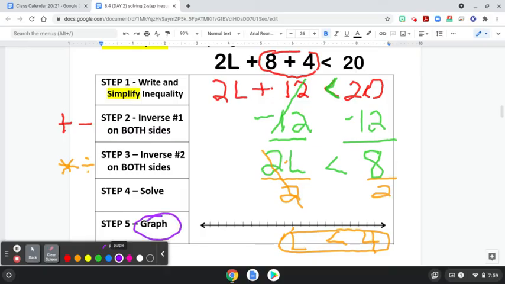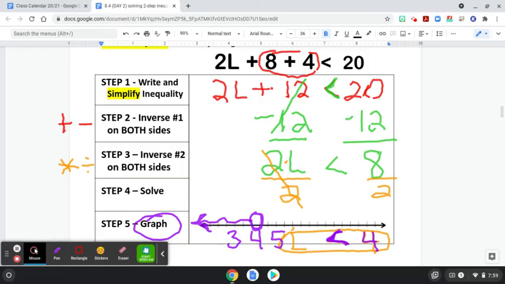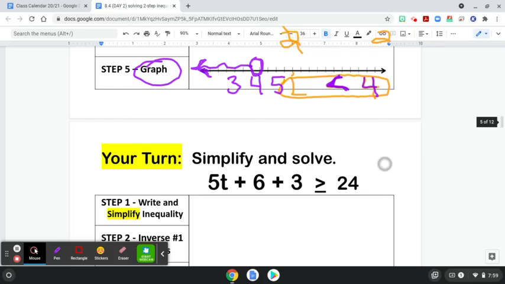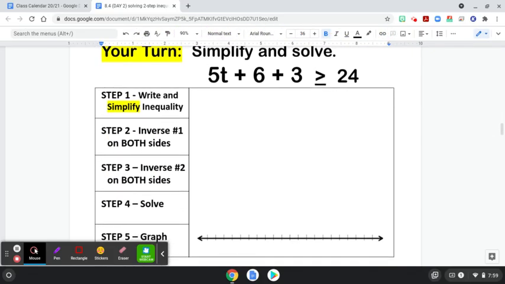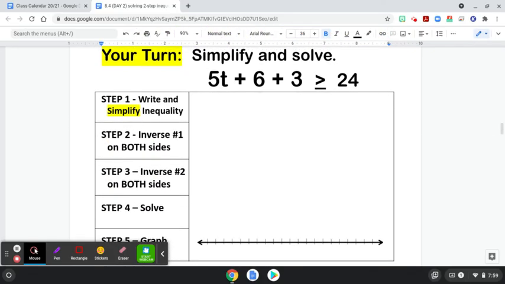To graph this, I'm going to need a couple values, maybe 3, 4, and 5. I'm going to start at 4 on my number line. I'm going to leave it open since it's not equal to 4 as an option. And now I'm going to go left with my arrow because all the numbers less than 4 are found left of 4. We'll give you one to try. Remember to simplify yours first before you solve it with your inverses. We'll pause the video while you work.